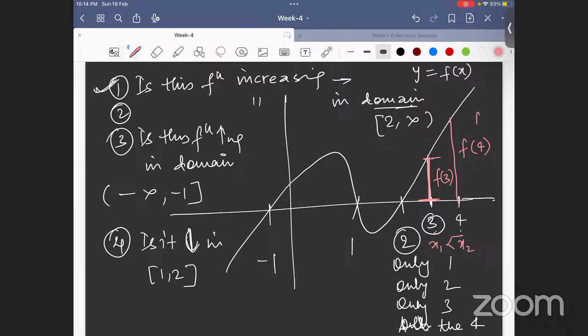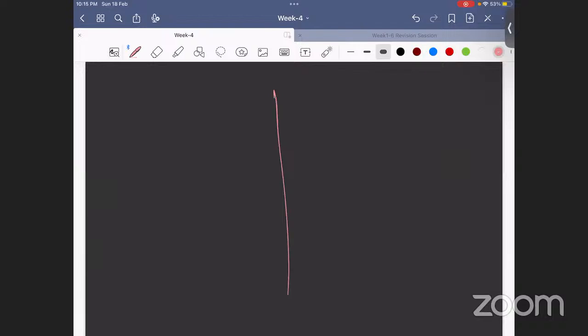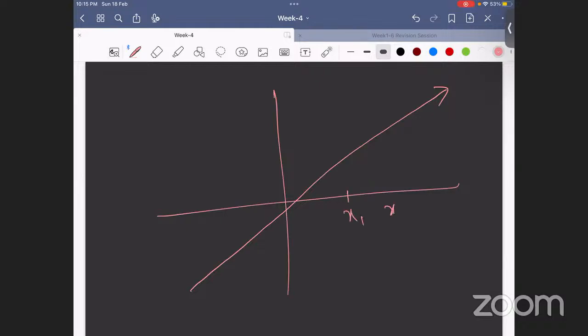Sir, can you explain it again? So what you are saying, sir, is we have to move on the x-axis from -infinity to positive infinity and see the values. If it is increasing all the time, then the function is increasing, right? Correct. In this case, it is falling down between 1 and 2, so it is not. If I give you a straight line, is this an increasing function? Yes, sir, it is always increasing. You just take any random values x1, x2, x3.